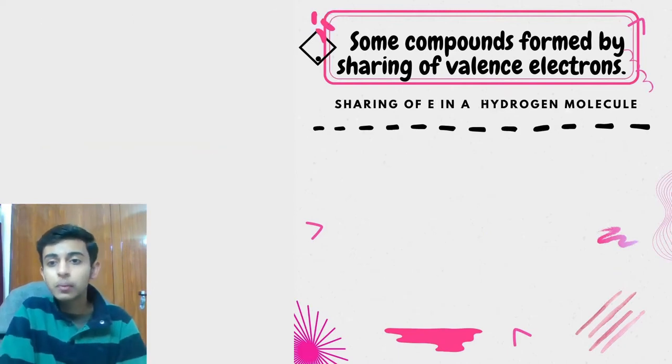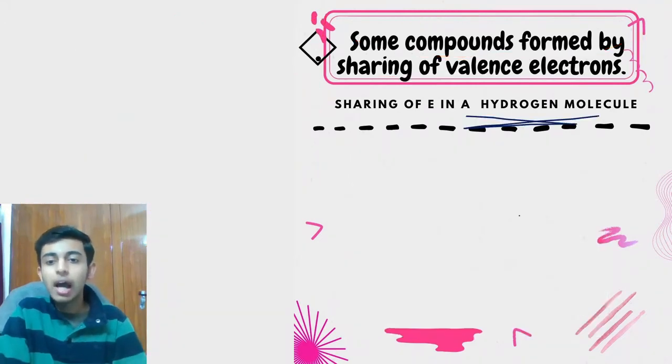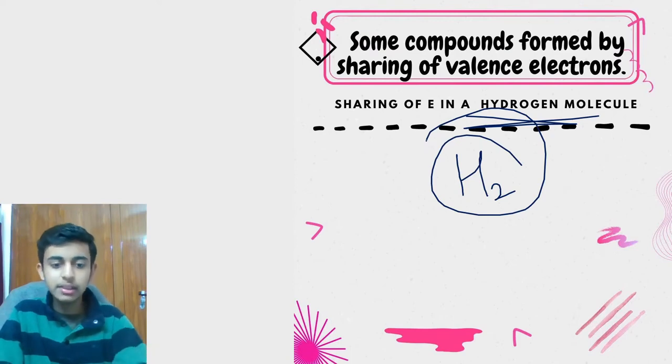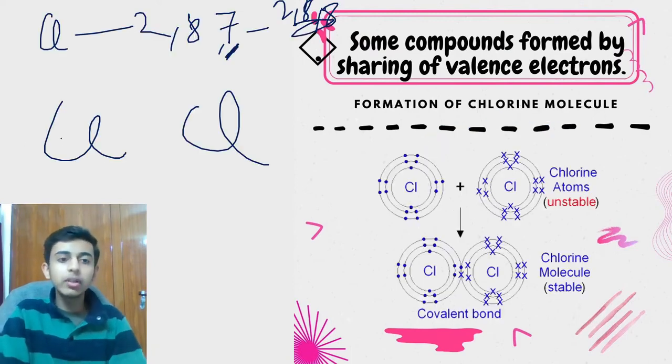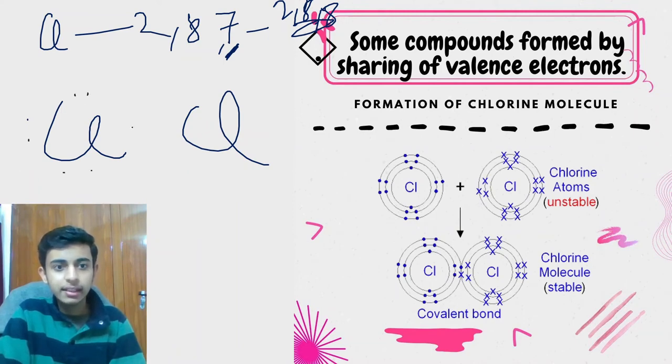I forgot to tell you one thing: because two hydrogen atoms combine to form a hydrogen molecule, we call it H2. So it is an H2 molecule. Over here for Cl, you can make the electronic configuration easily. 7 electrons are there, so you can write 1, 2, I'm making dots, 3, 4, 5, 6, 7. Similarly, 1, 2, 3, 4, 5, 6, 7.